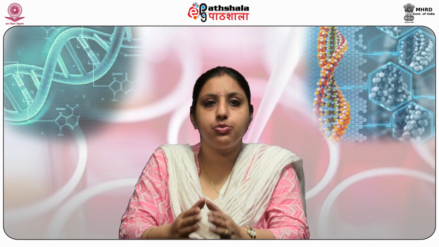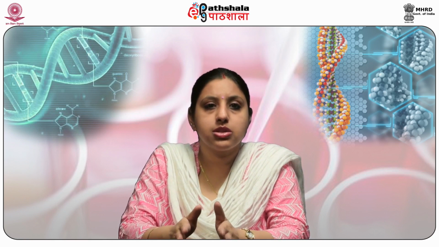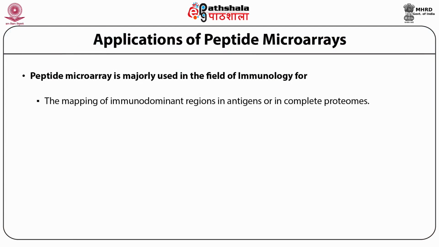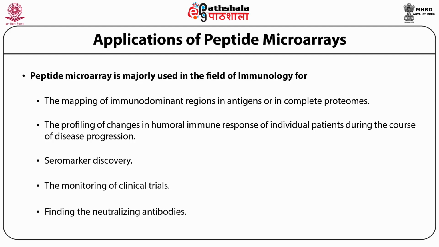Applications of peptide microarrays. First, peptide microarrays are useful in studying different kinds of protein-protein interactions, particularly the ones that involve modular protein substructures called peptide recognition modules or protein interaction domains. Peptide microarray is majorly used in the field of immunology for mapping of immunodominant regions in antigens or in complete proteomes, the profiling of changes in humoral immune response of individual patients during the course of disease progression, seromarker discovery, the monitoring of clinical trials, and finding neutralizing antibodies.